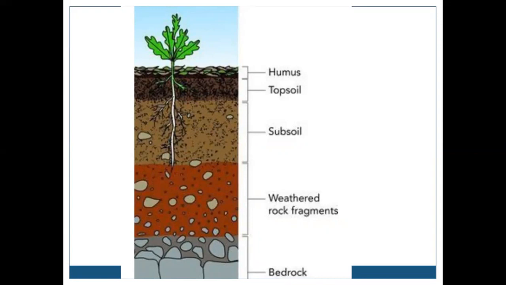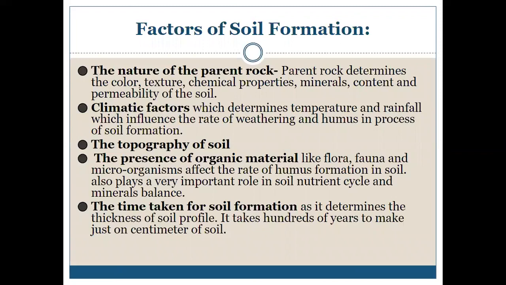Now move on to the next topic, factors of soil formation. First factor, the nature of the parent rock. Parent rock determines the color, texture, chemical properties, mineral content, and permeability of the soil. Next is climatic factor, which determines temperature and rainfall, which influence the rate of weathering and humus in the process of soil formation. Then comes the topography of soil, the type of soil.